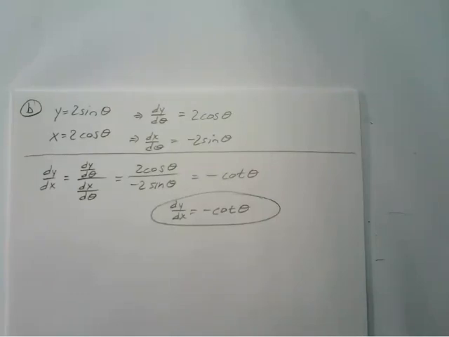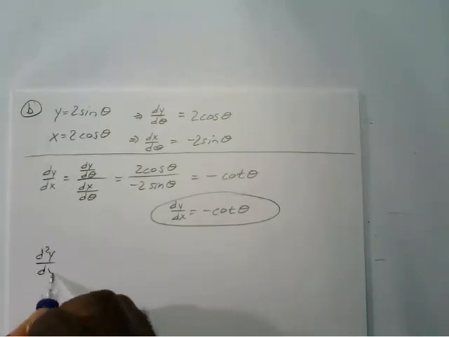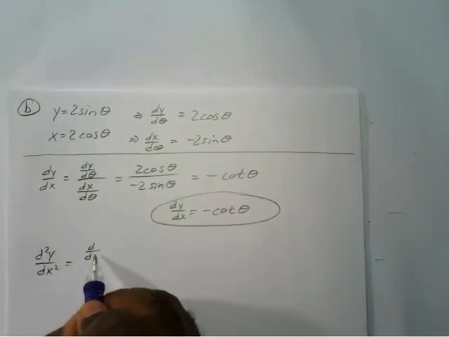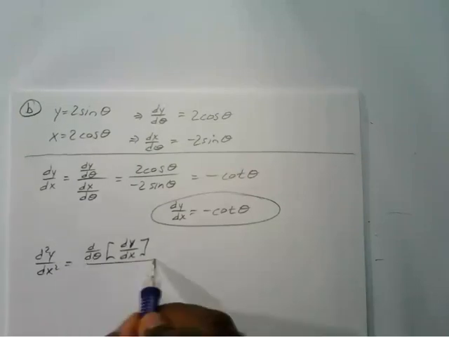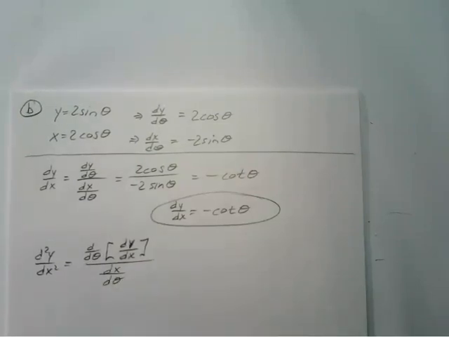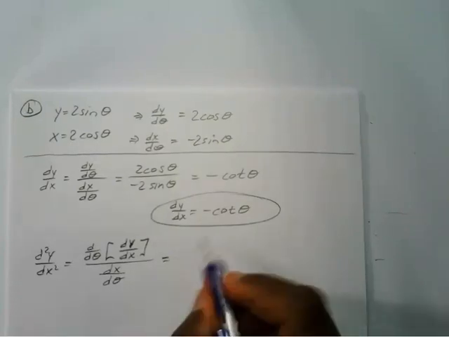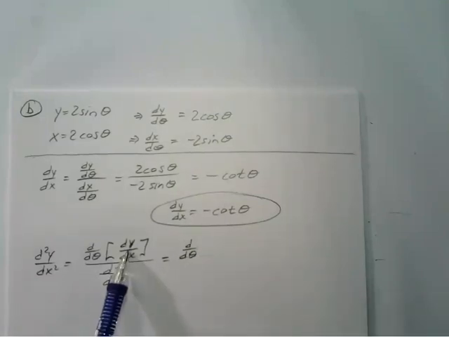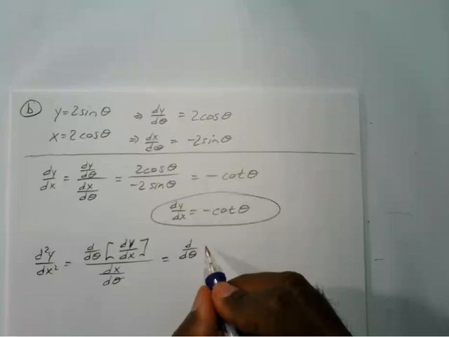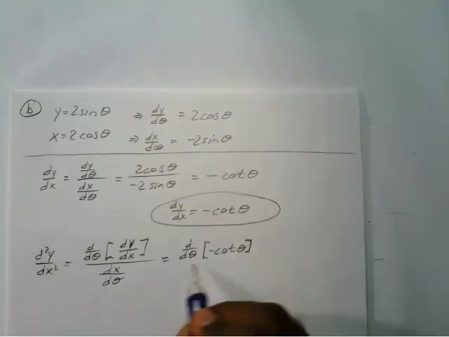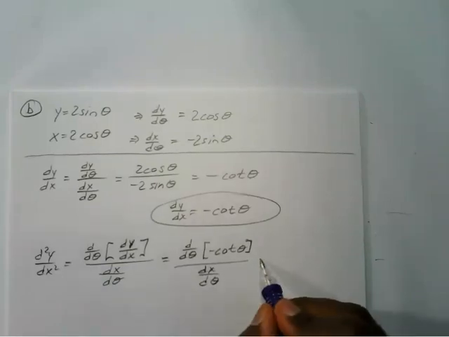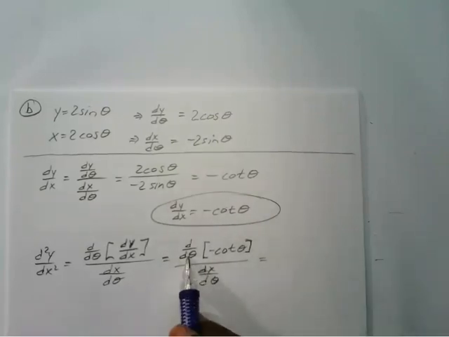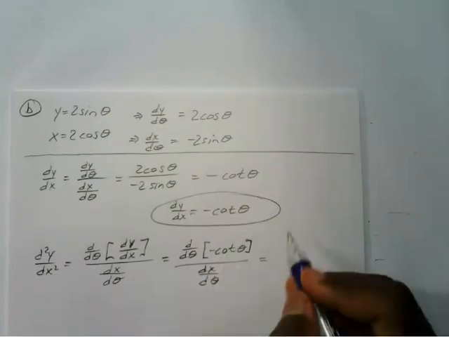All right, so how about we go to our second derivative, which is the derivative with respect to theta of your dy/dx, over dx/d theta. So that means you have the derivative with respect to theta of your dy/dx. Remember, it's just negative cotangent theta over dx/d theta. Okay, so really that simplifies to the derivative with respect to theta of negative cotangent theta.